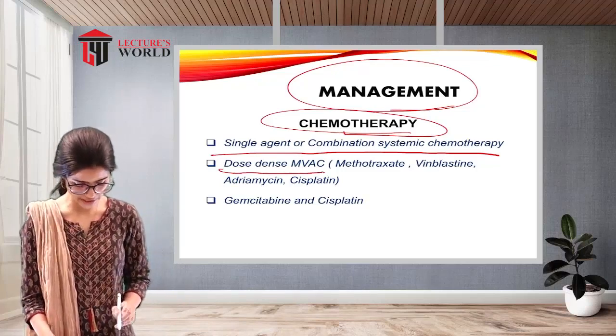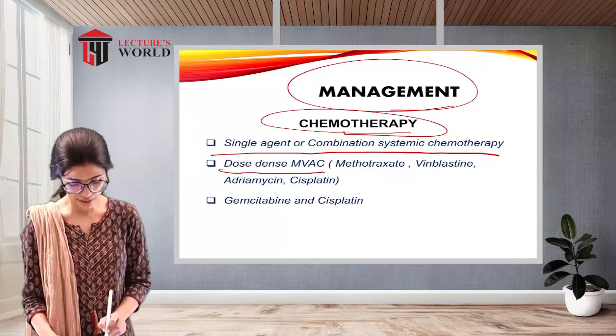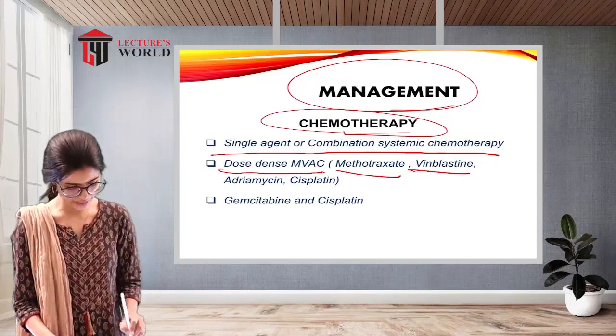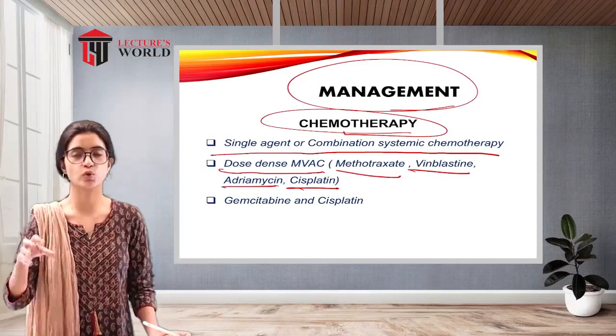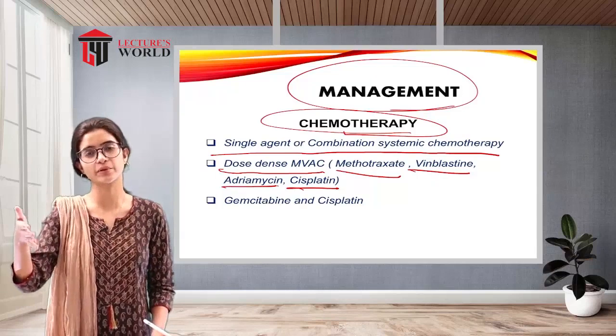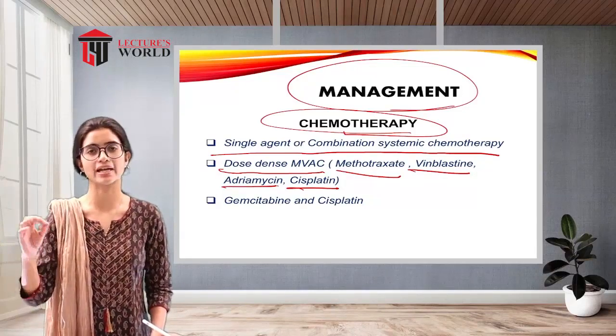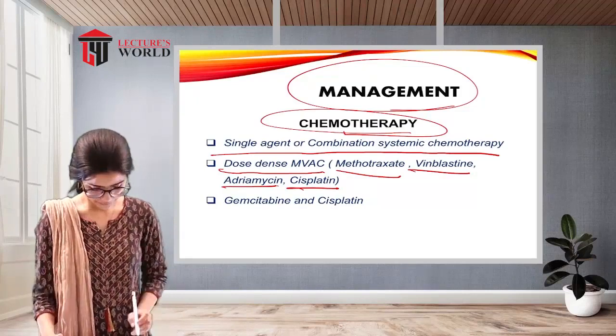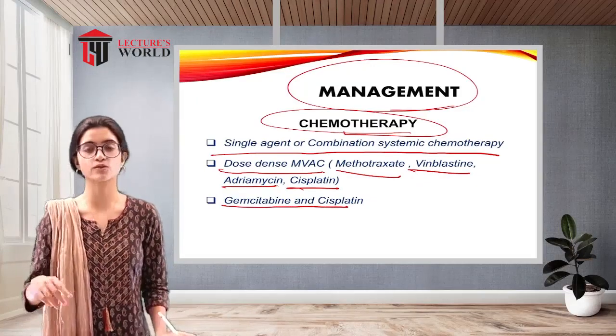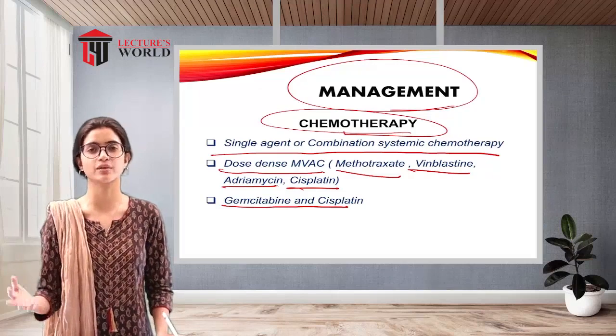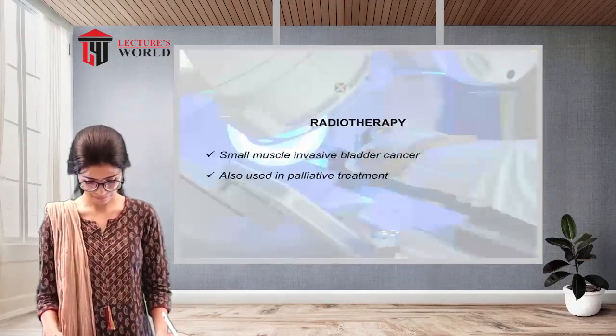Dose dense MVAC. So MVAC basically stands for methotrexate, vinblastine, adriamycin and cisplatin. So in dose dense MVAC, these drugs, methotrexate, vinblastine, adriamycin and cisplatin, are being administered to the patients. Gemcitabine and cisplatin are also a few of the other drugs that have been selected for the patient's treatment.